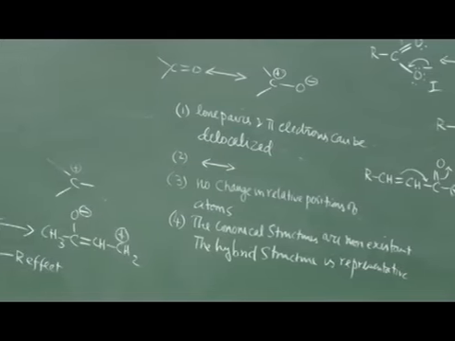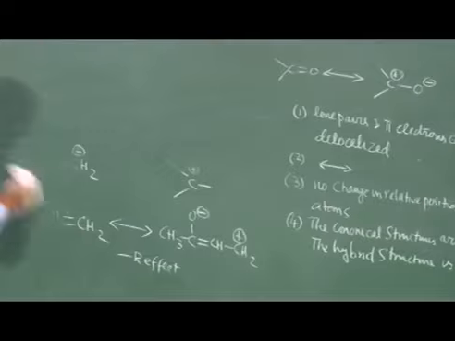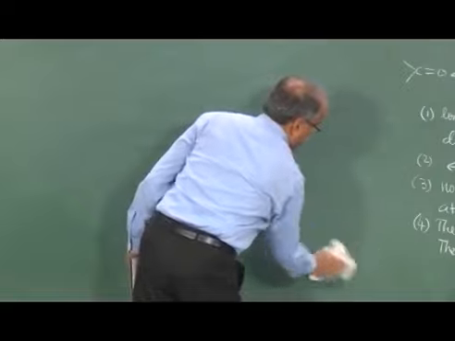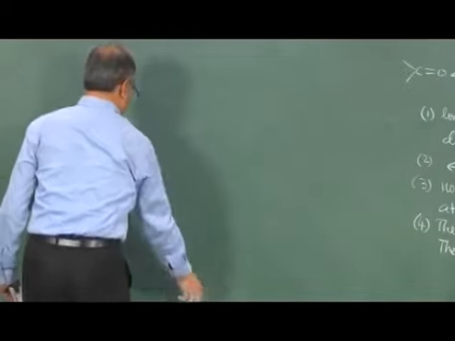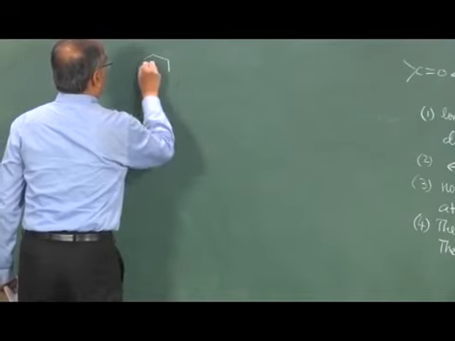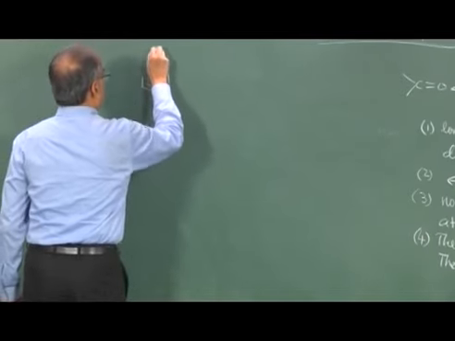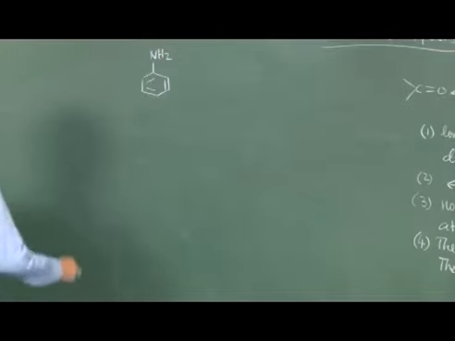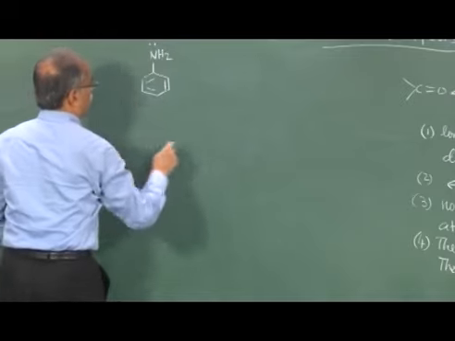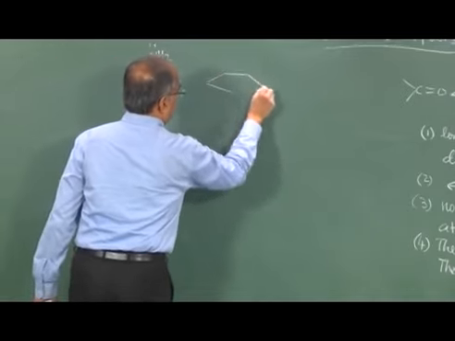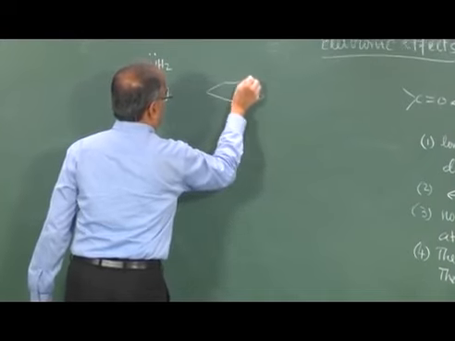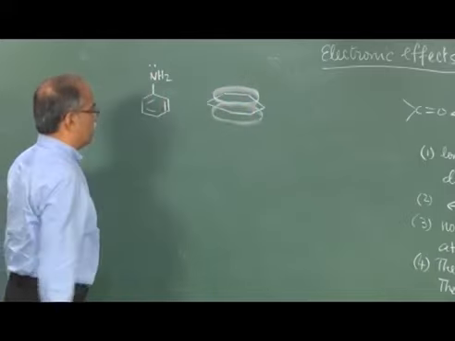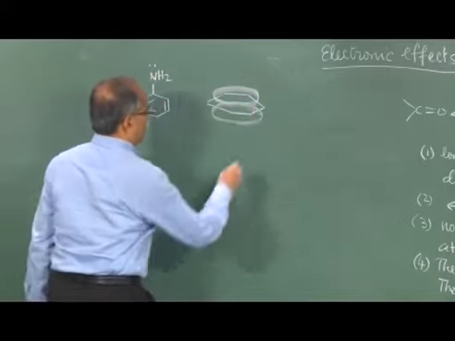Now, let us look into some more examples of the resonance effect, the plus R and minus R effects in aromatic systems. Let us take the example of aniline. Now, in aniline, the nitrogen has a lone pair of electrons. So, one can write the pi electron density around benzene, for example, in this particular fashion, donut shaped pi electron density on the top as well as in the bottom of the molecule.